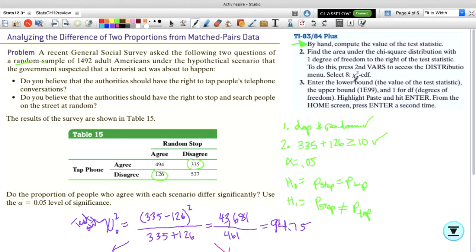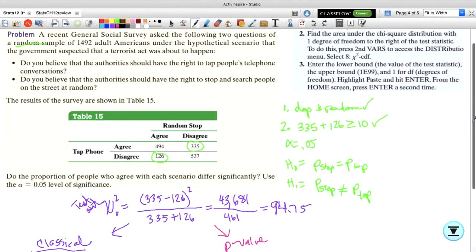After that, we enter our lower bound, which is going to be your test statistic. If it's shaded to the right, your lowest part is going to be your test statistic. The upper bound is that there is no bound, essentially, so we're going to do 1E99. And then we plug in 1 for our degrees of freedom again. That's really important that you remember, because otherwise you won't be able to do this calculation, whether it's classical or the p-value. That degrees of freedom equaling 1 is imperative. Then we just press enter, and that gives us our p-value.